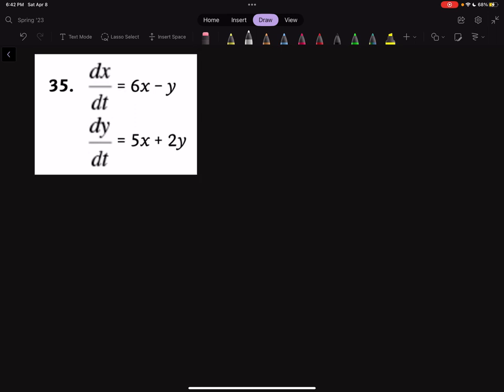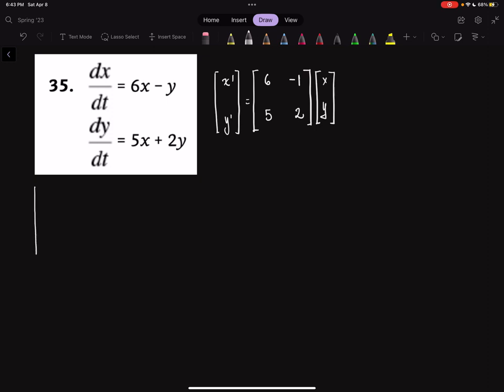We'll see. So we have x prime, y prime here, just rewriting it in matrix form. And then I'm writing the coefficient matrix here. And then we have x and y. All right. So we know that to solve this homogeneous system, we want to solve the eigenvalue problem. So let me write the eigenvalue problem over here.